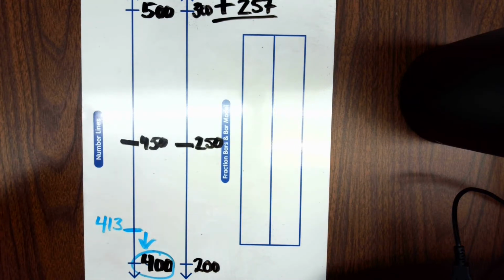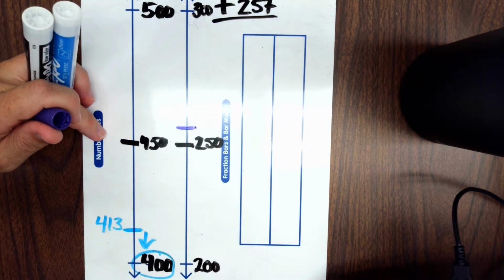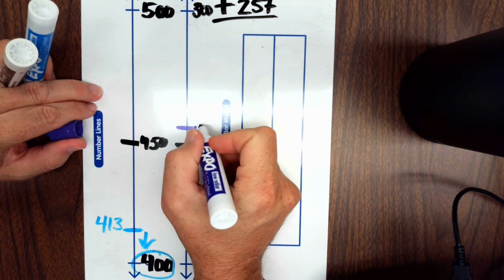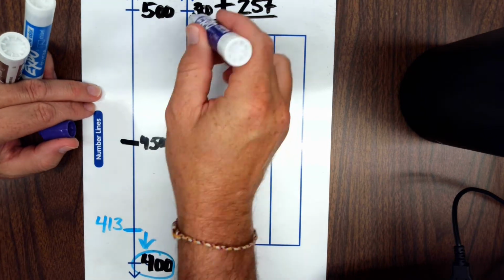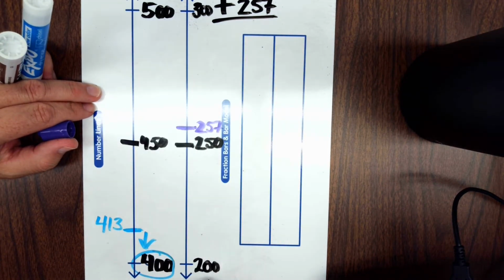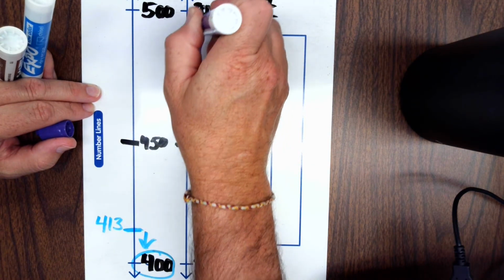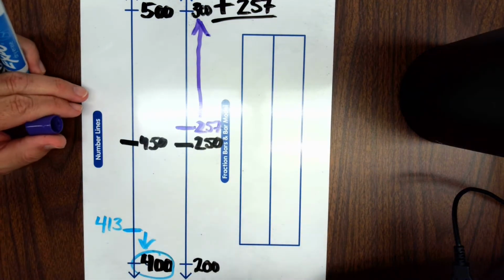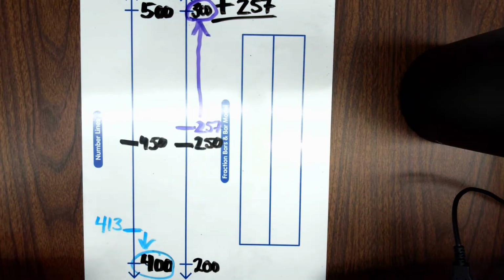What we can do then, in the appropriate color, is plot the number 257, which is going to be pretty close to 250. And even though it's close, 257 is still closer to 300 than it is to 200. So we're going to take 257 and round it up to 300, and 300 will be our second addend.